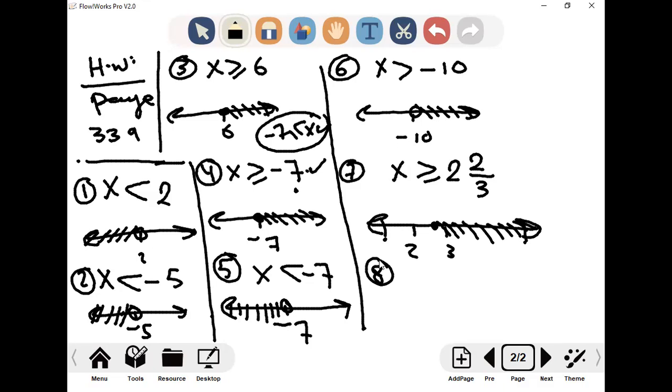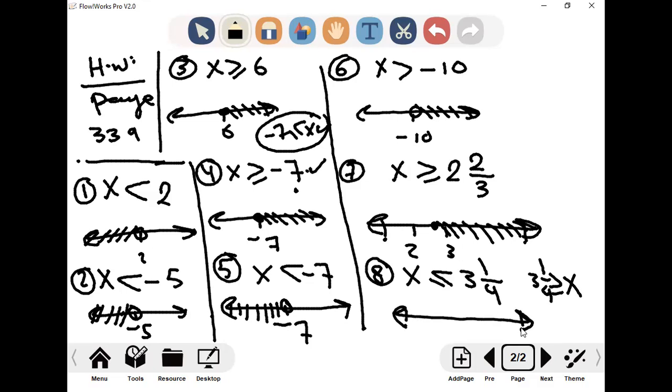Question 8. We have x less than or equal 3 and 1 over 4, right? Or you can say 3 and 1 over 4 greater than or equal x. They are the same. Read this, they are the same, right? So if you have this, this is not wrong. It's correct. But how do we graph it?